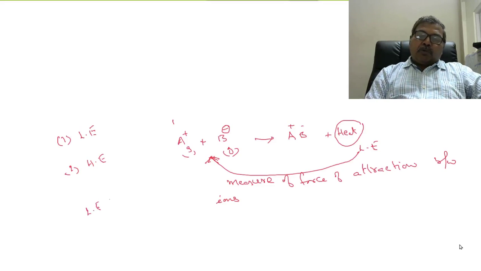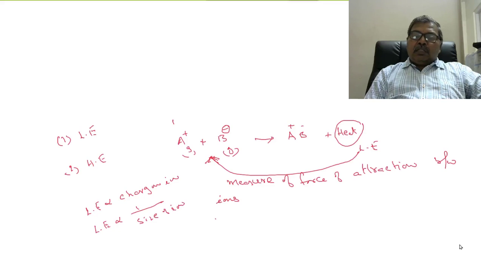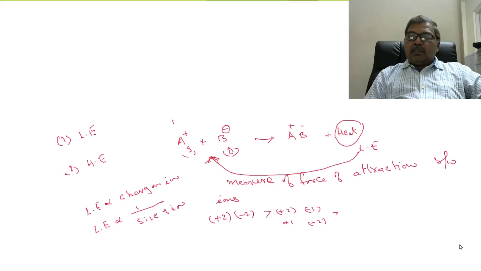Lattice energy is directly proportional to charge on ion and inversely proportional to size of ion. So generally the force of attraction between +2 ion and -2 ion is greater than +2 ion and -1 anion, or +1 cation and -2 anion, which is greater than +1 cation and -1 anion. Clear?